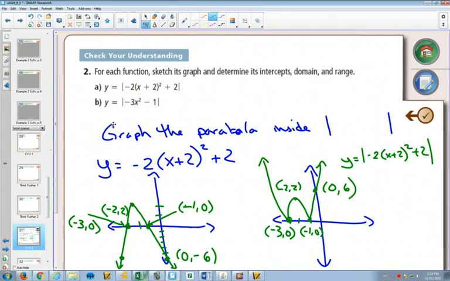Now that we've graphed it completely and we've labeled all of the intercepts, we can also write its domain. The domain for this one is still everything. Every x value is possible. But the range now is just greater than or equal to 0.